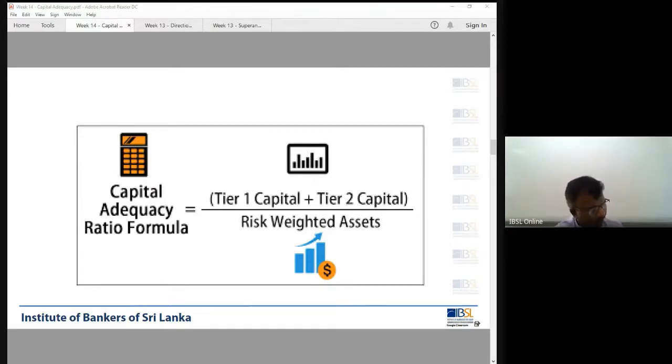Question number 1. Describe 5 benefits of investing in unit trusts.